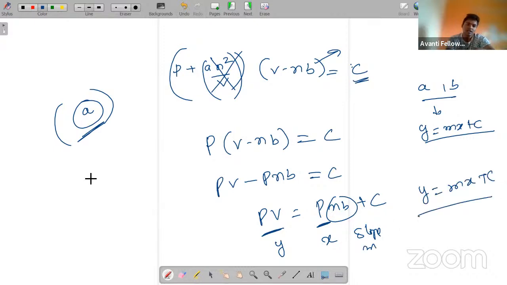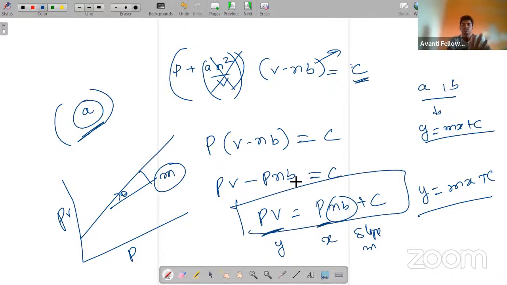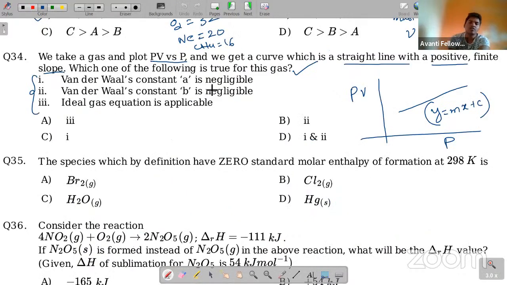It is pretty clear that if I plot a graph between PV versus P, you are going to get a straight line with a slope m here. I hope you guys understand this one. So PV is equal to Pnb plus C. That's why we can clearly say from this question that if we are neglecting A, then the graph will be a straight line. So the answer will become option C, that is the correct answer.